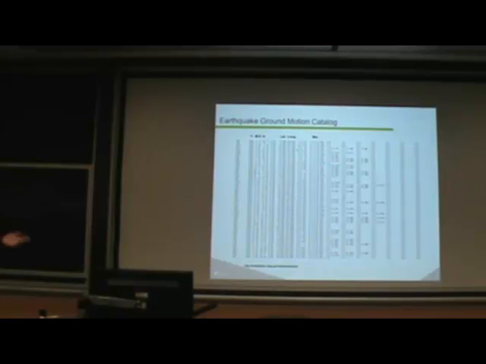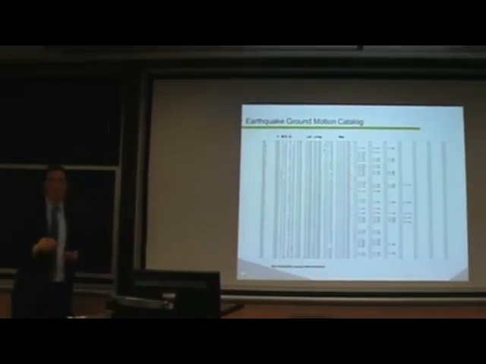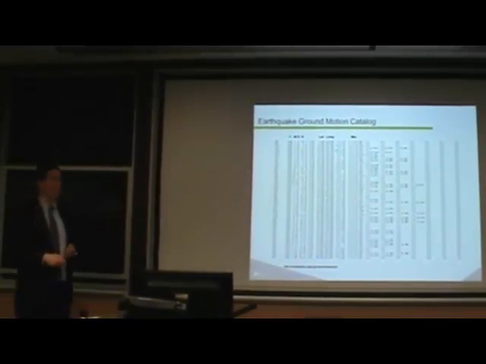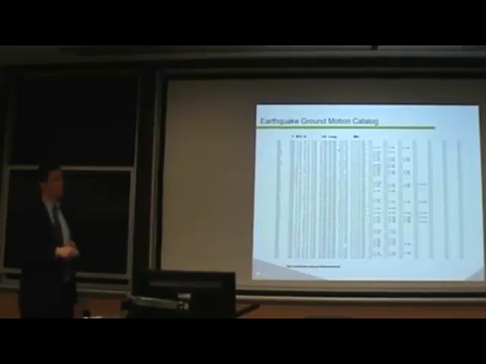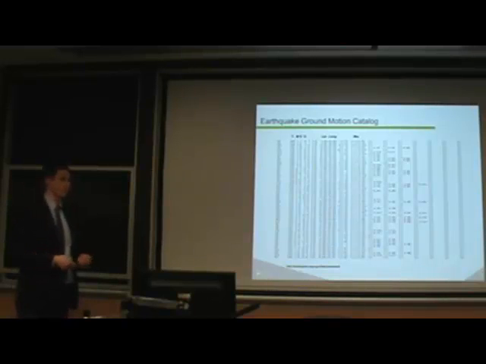In my particular case, when I'm dealing with this earthquake ground motion catalog that AIR created, I have 27 columns and I think around 500,000 entries, 500,000 lines. So it's basically a pretty big matrix.